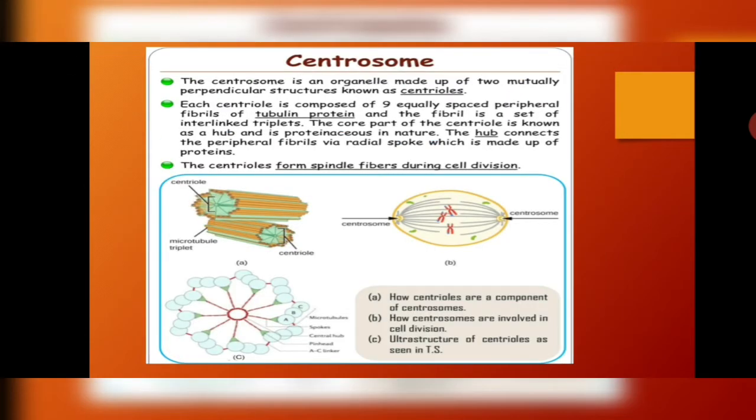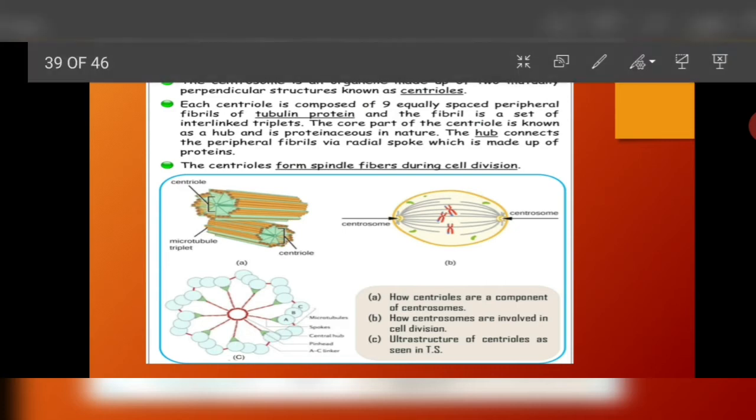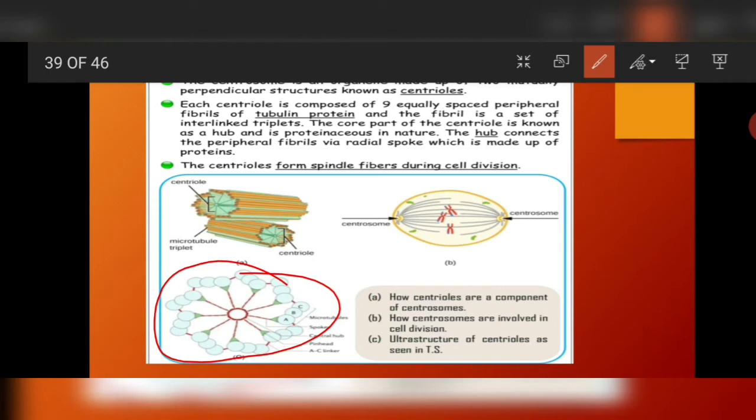Then we have to discuss centrosomes. What are centrosomes? It is an organelle which is made up of two mutually perpendicular structures known as centrioles. So each centrosome is made up of two centrioles and each centriole is made up of 9 equally spaced. Can you see here? They are made up of 9 equally spaced peripheral fibril or tubulin proteins. This ABC is marked, each of this is a microtubular tubulin protein. The center is known as hub and there are these triplets of fibrils present in the periphery. Okay children.